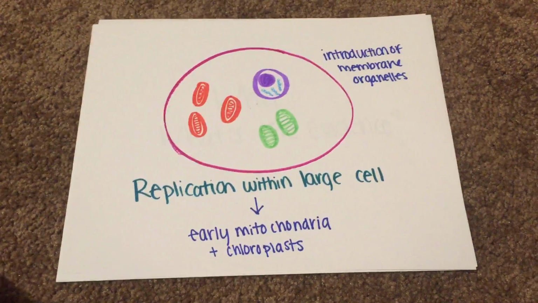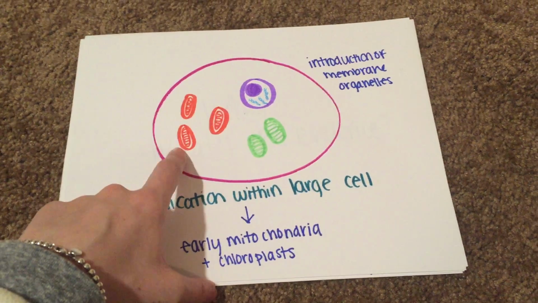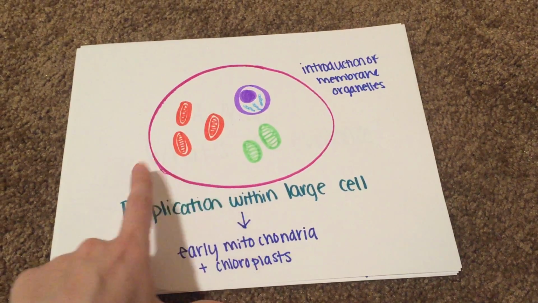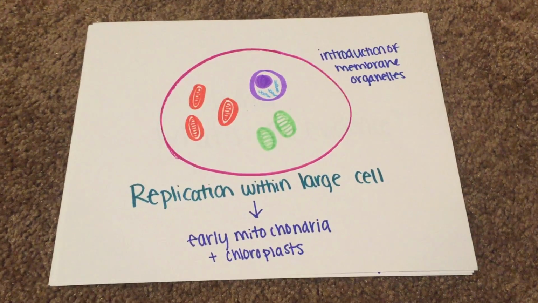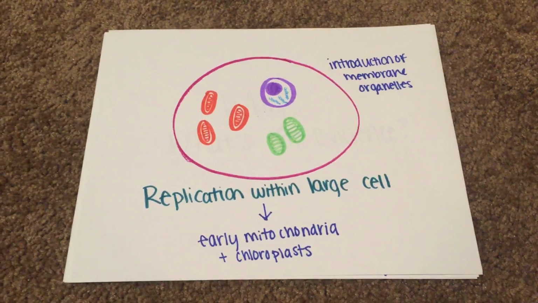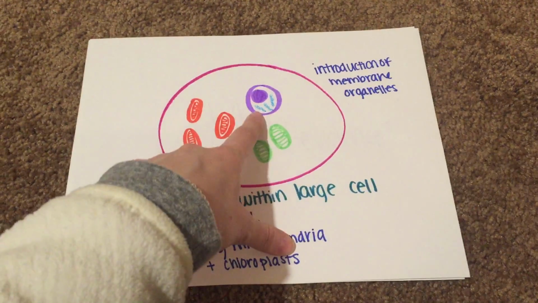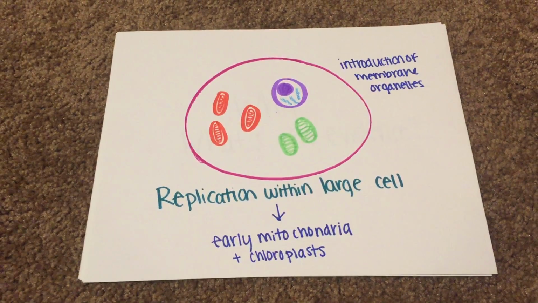Okay, so then eventually the scientists believe that these prokaryotic cells replicated, and these are what early mitochondria and chloroplasts came to look like. And this would be the introduction of membrane-bound organelles. They also believe in this time a membrane formed around the DNA in order to protect it, and that's where you have the beginning of the nucleus.